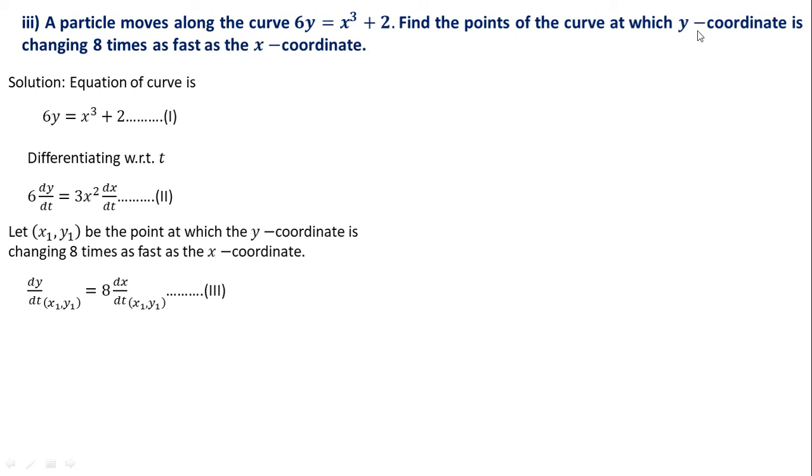given relation between the rate of change of y coordinate and rate of change of x coordinate. So that's why it is written like this at point x1, y1. So consider it as equation number 3.